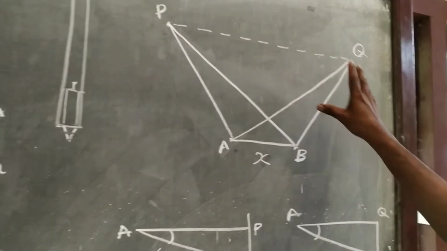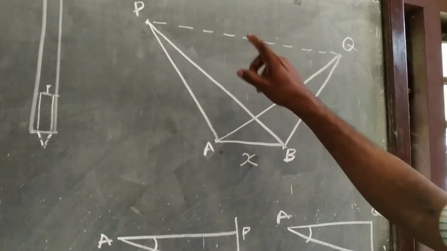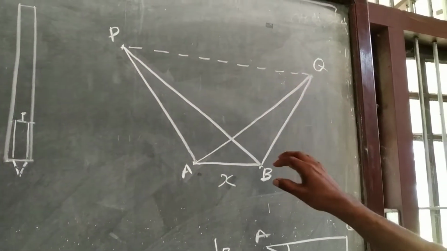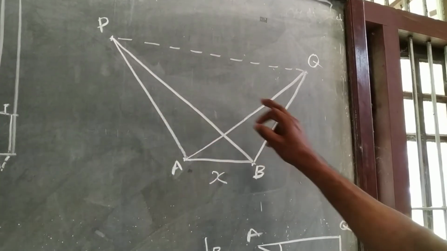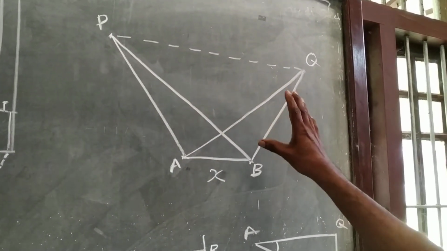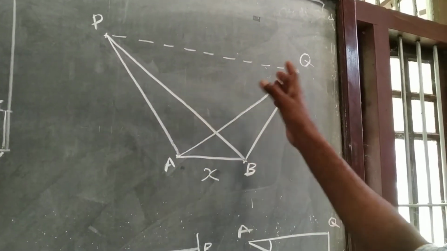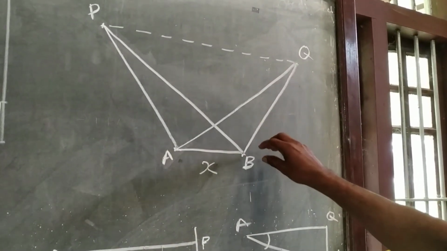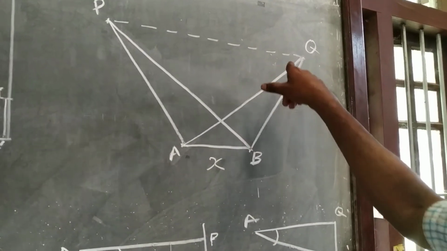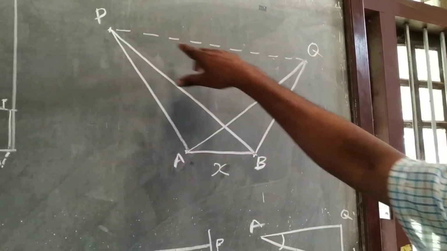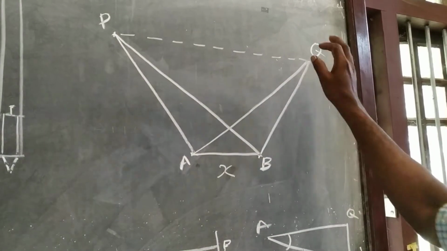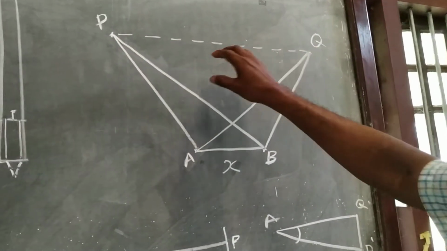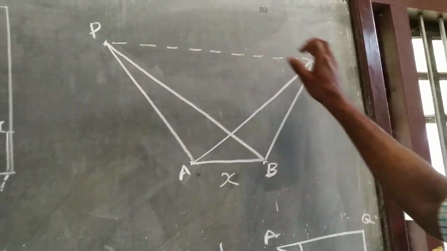This is our problem. Level difference between two inaccessible points, because these 3 points are inaccessible. Yesterday we did a work to find out the distance between two inaccessible points, PQ. Today we continue this question with the level difference between two inaccessible points.